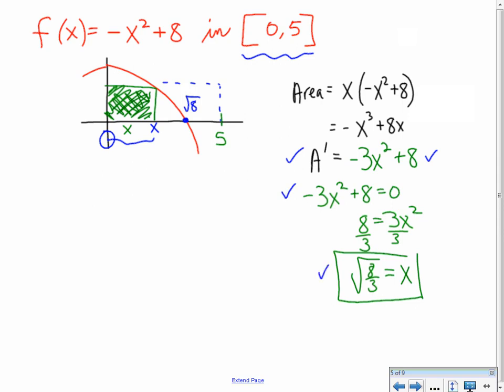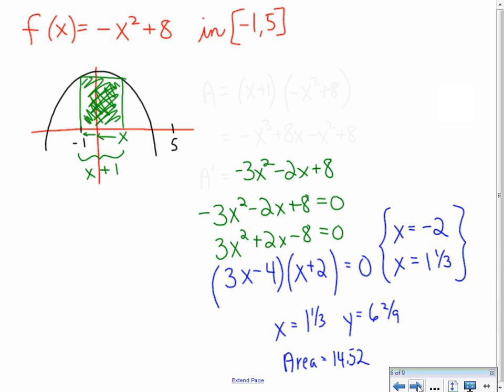All right, let's take yet another look at a different problem, but it's in a similar vein. Now we're moving it over so that the domain that we can look at is between -1 and 5. The only thing that changes, of course, is that domain. So our width now is x plus 1, because it's x to get back to 0, but we go all the way to -1, and that's adding 1 on to the width.